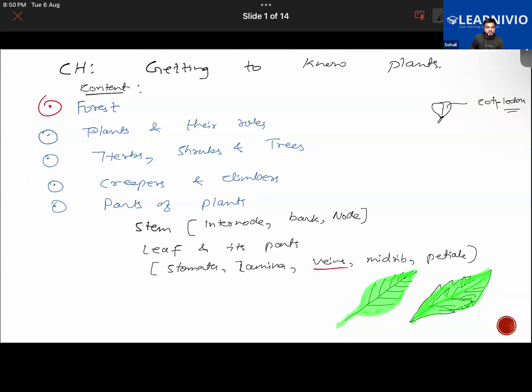Sir, can you explain the parallel venation and the vertical venation again? When we get to that topic, we'll be learning about that in detail.